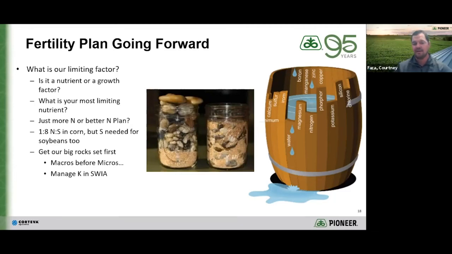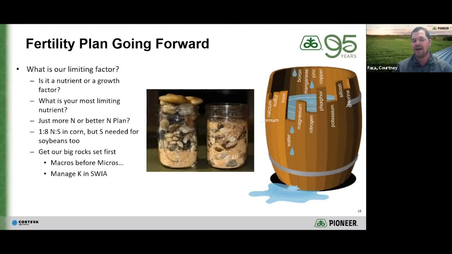If we're looking at, hey, can I put on a foliar feed? If we do not have these other staves of the barrel corrected, we're going to have a leaky faucet there and we're not going to be able to maximize yield. Another way to look at it is get our big rocks in place first. If we want to fill our jar, our soil capillary, with important nutrients, let's get those big rocks in place so that we can manage everything correctly.